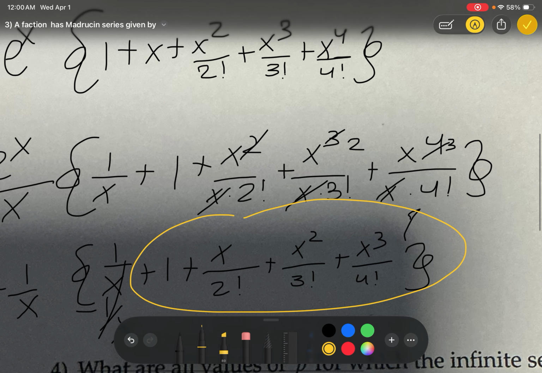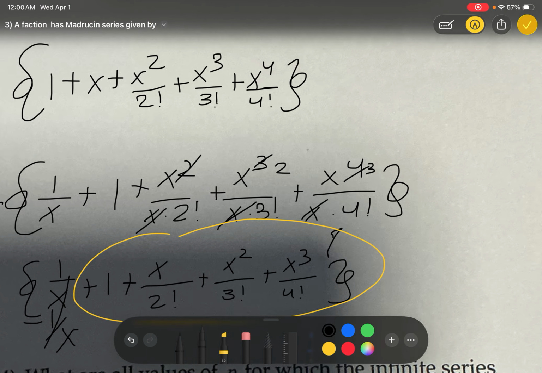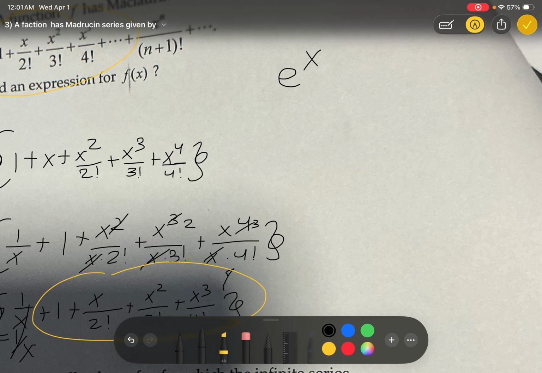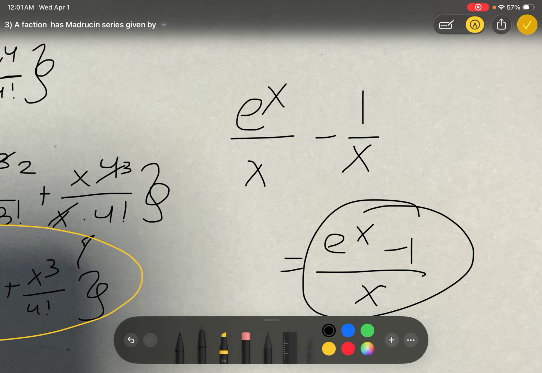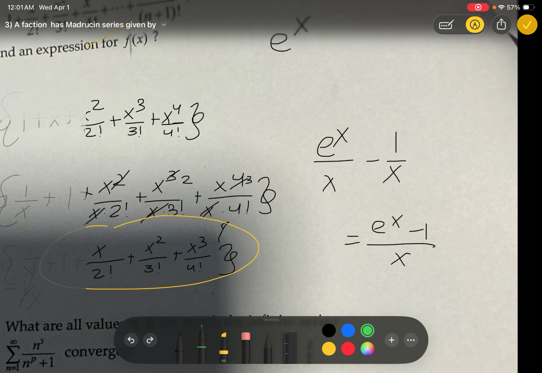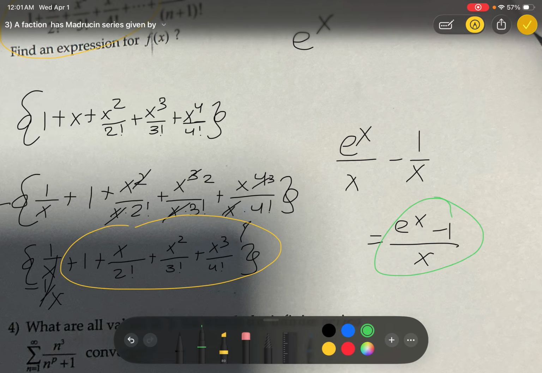So our power expansion is finished. So our final answer is e to the x over x minus 1 over x. Or if you want to simplify, it's going to be e to the x minus 1 over x. I should circle that green. And that is your final answer for number 3.